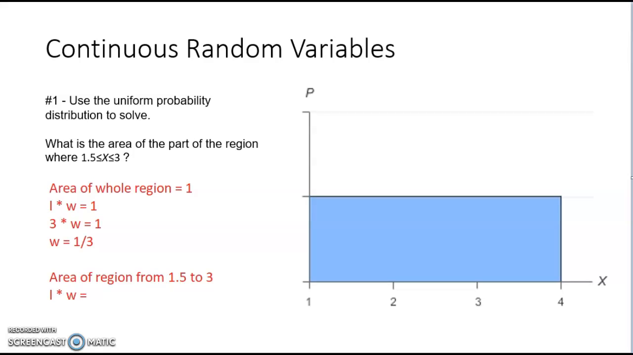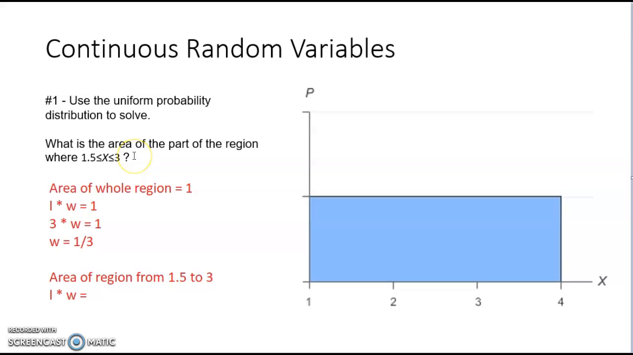In this video, we're going to go over some problems from our lesson on continuous random variables. Let's take a look at the first one. It says, use the uniform probability distribution to solve. What is the area of the part of the region where x is between 1.5 and 3? Okay, so this is our uniform distribution down here.